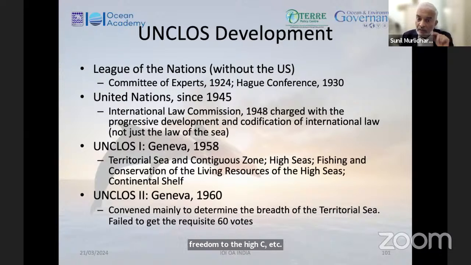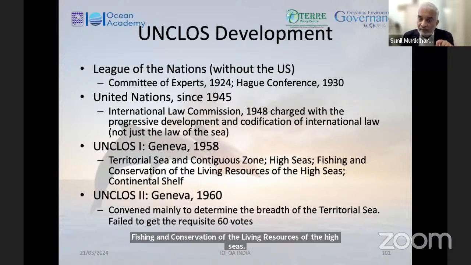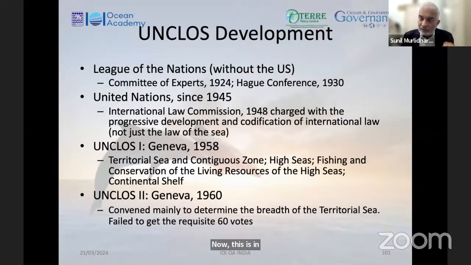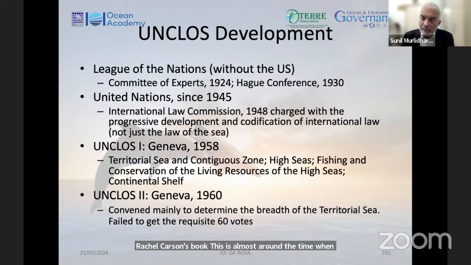There was also a third convention, which was called the Fishing and Conservation of the Living Resources of the High Seas. Now, this is in 1958. This is before the Stockholm Conference. This is before Rachel Carson's book. This is almost around the time when Minamata disease came in Japan. So you talk about 1958, quite early on. 1959 was the Antarctica Treaty, which is also quite pioneering in that sense. It came that early. But in 1958, the word conservation was used for the first time in the title of any convention.